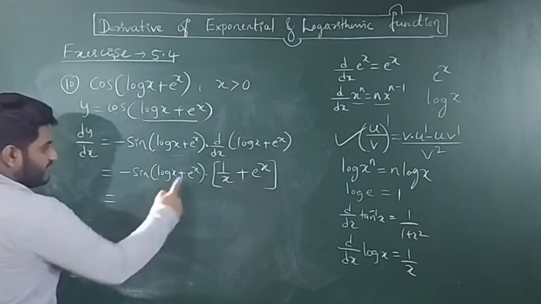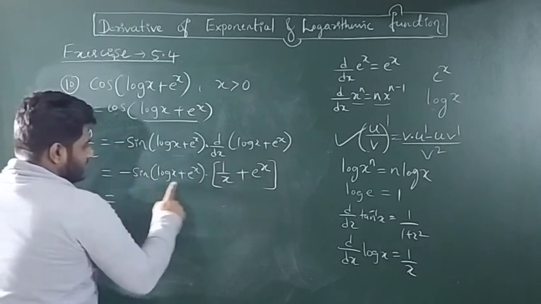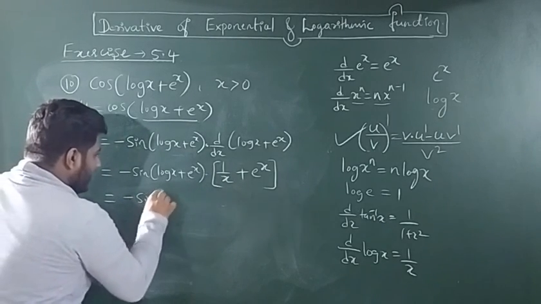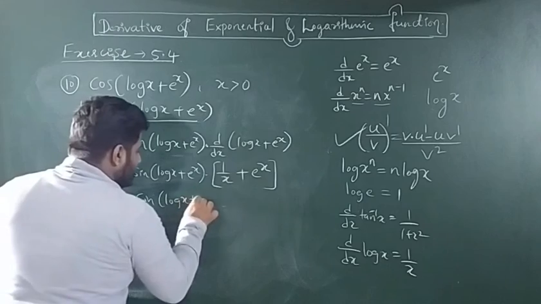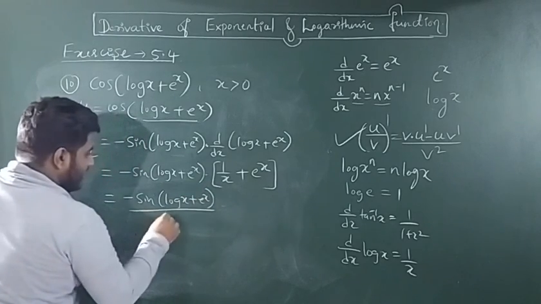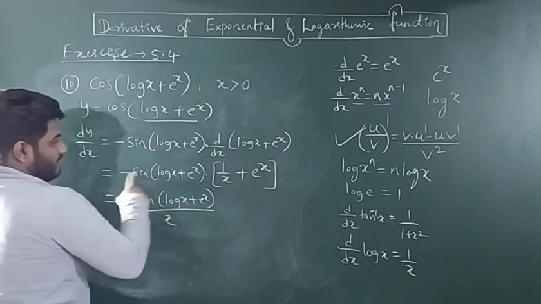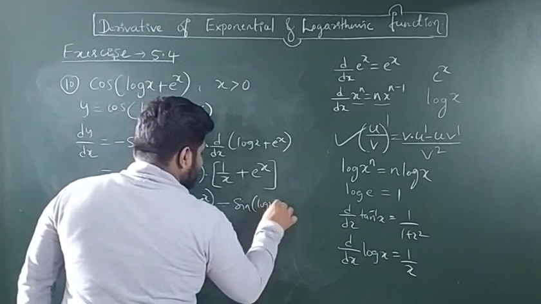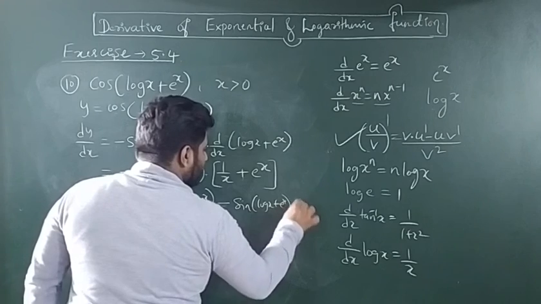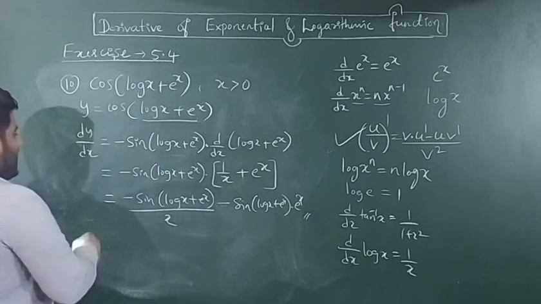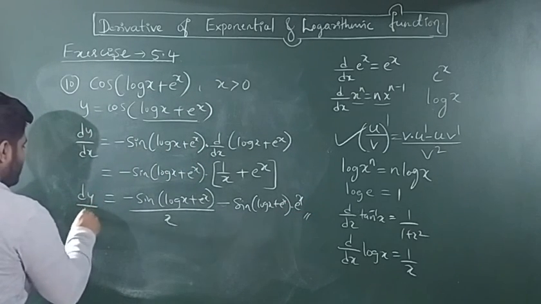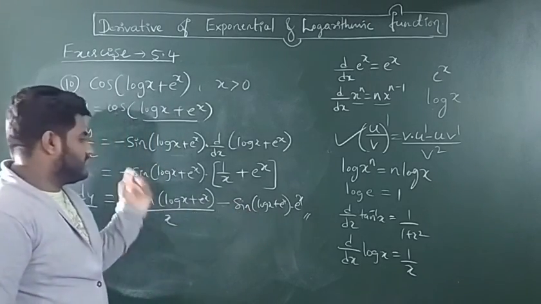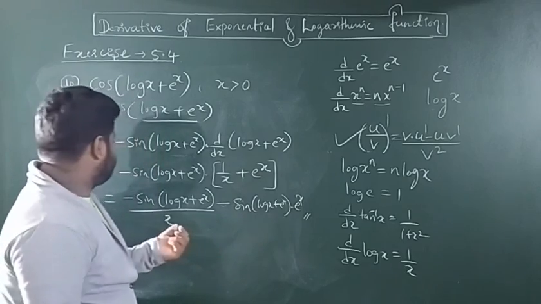So again simplify now by multiplying everything into the first function. What do you have then? Minus sine of log x plus e raised to x, whole divided by x. Next one, minus sine of log x plus e raised to x into e raised to x. So here is the answer for this question, dy by dx. You can take a minus common outside and you can write a plus also. That is also fine.